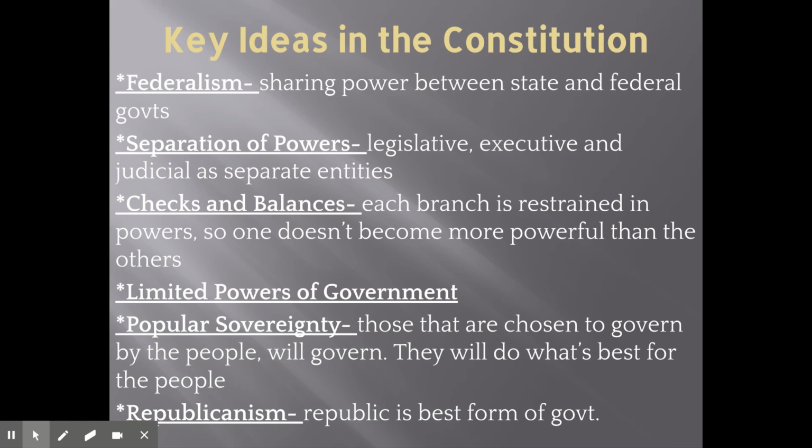Then you also have popular sovereignty, which we will talk about quite a bit, especially leading up to the Civil War way later in this class, saying that those that are chosen to govern by the people will govern, and they will do what's best for the people. Then for republicanism, we talked about this in the last video, that the republic is the best form of government, and it's what's going to represent the people.